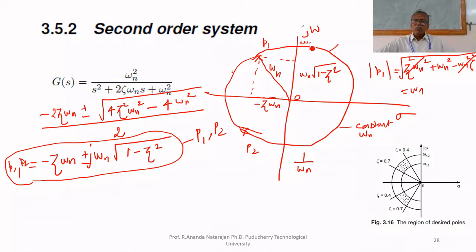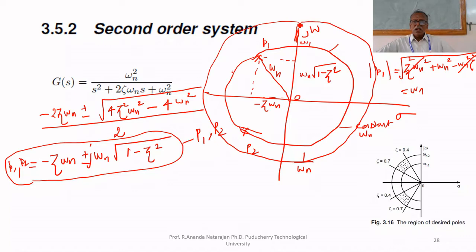Let it be omega 1. Suppose I have another system, I slightly modified this system, and got another circle. That is omega n2. This is omega n1, this is omega n2. This is also a constant omega n circle.